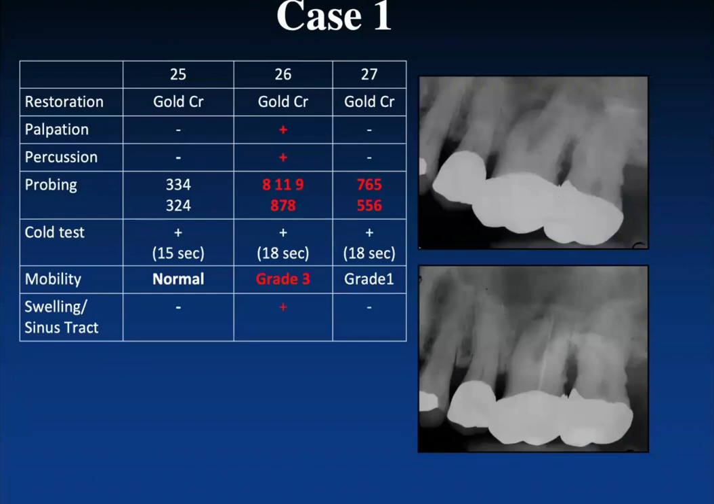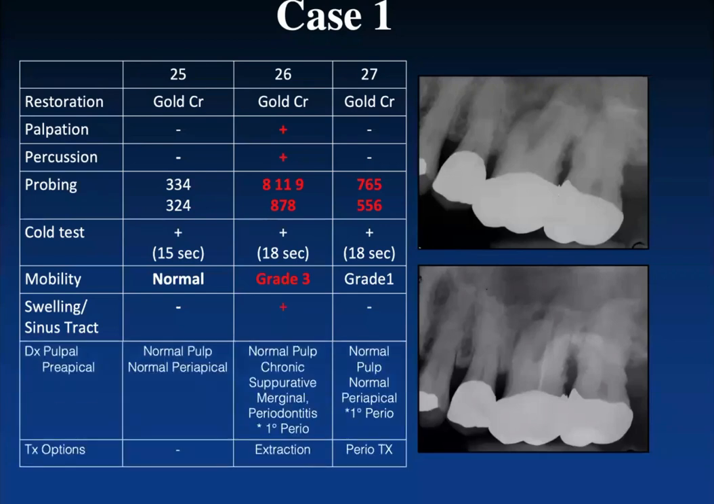Palpation on the 2-6 was positive, percussion positive. He has wide pockets all around the tooth and the 7-2. However, the cold test was positive, and that's what we were talking about. Mobility grade 3 and swelling. So that's more indicative that the nerve is not the problem. It's more periodontal. It's a primary perio here.